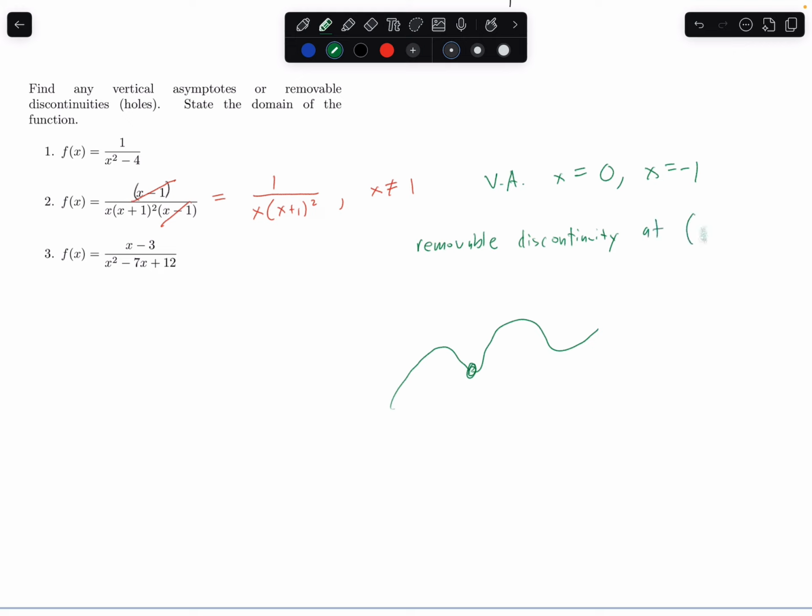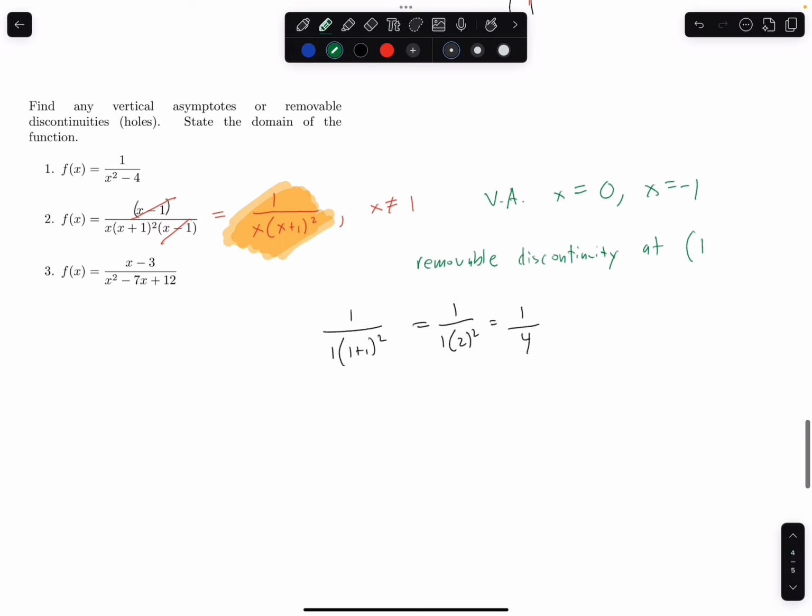So the x value would be 1, right? And what about the y value? Well, the y value is going to be pretty much the y value for this function as if it was this function after you reduced it. So the y value will be what you get if you plug in 1 to this function. So what am I going to get? I'm going to get 1 over x times (x plus 1) squared, but I'm going to plug in 1 because that's the value of x that gives me the discontinuity, which is 1 over 1 times (1 plus 1) is 2 squared, which is 1 over 4. So the y coordinate of the discontinuity is 1/4.